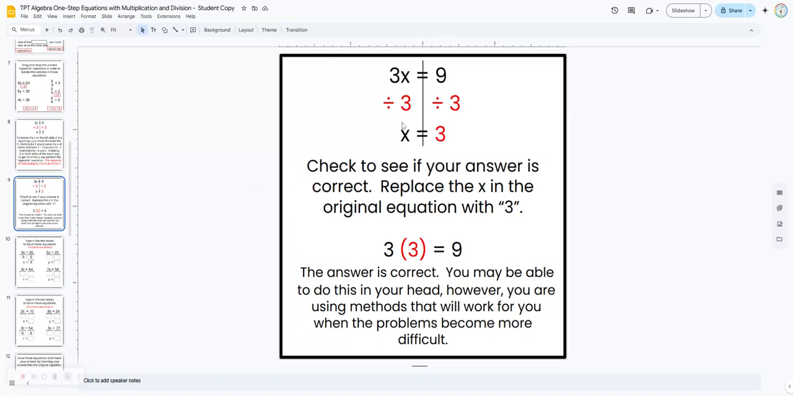Now once you're done solving, this one seems pretty simple because it's a simple equation, but once these equations get longer and more difficult, it's going to be really important that you check to see if your answer is correct. So here I have an answer of 3, and I'm going to go back to the original equation and replace x with my answer and see if it works. If it works, then you know that you have the right answer.